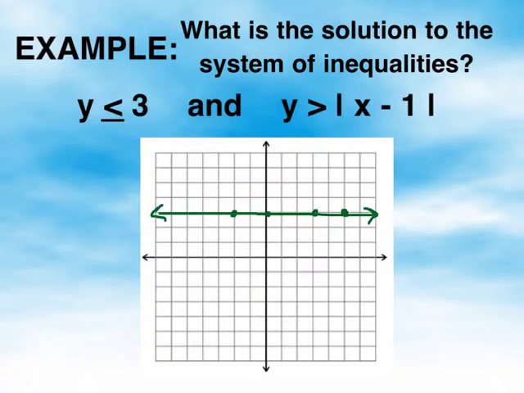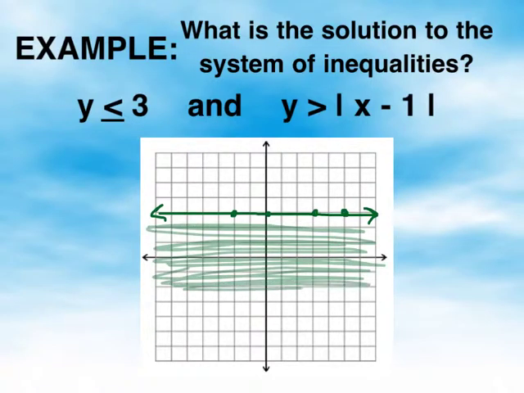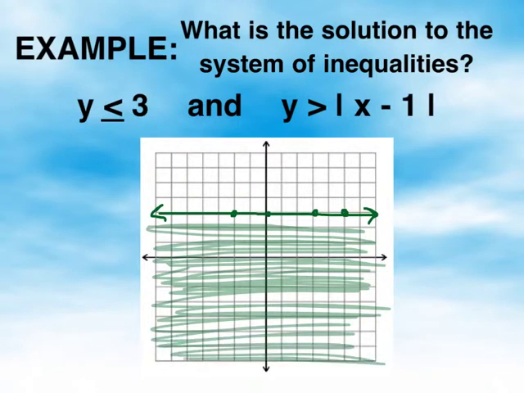Then we need to do our shading, less than 3. Those will be numbers like 2 and 1 and 0. So all of the numbers below this line will be shaded in.